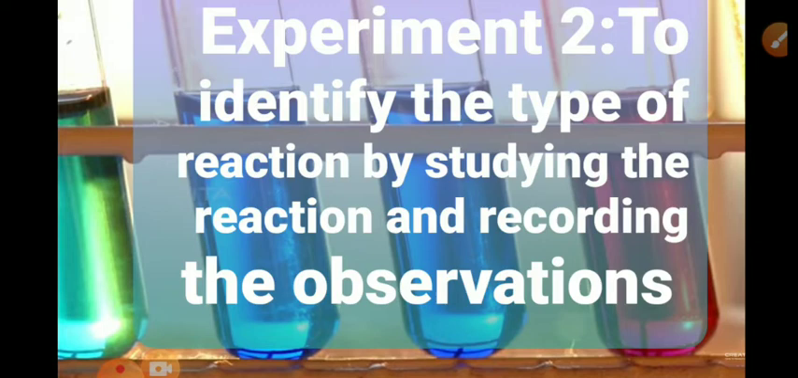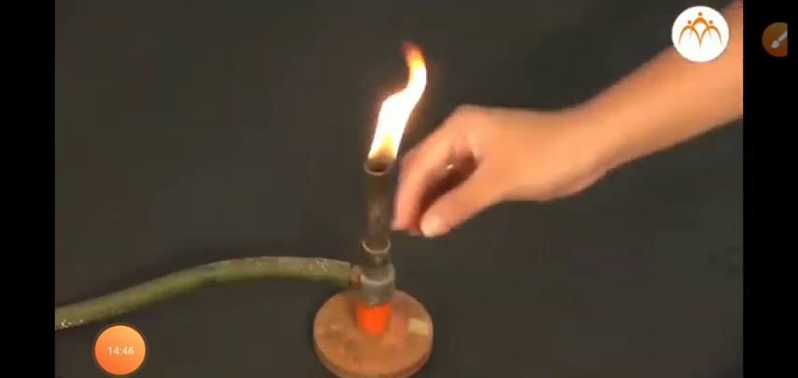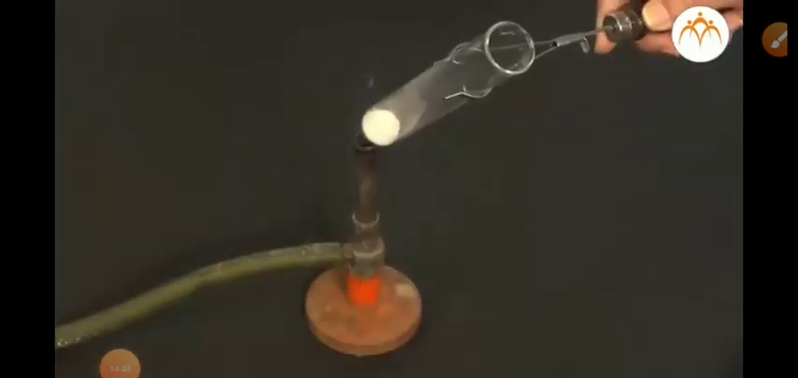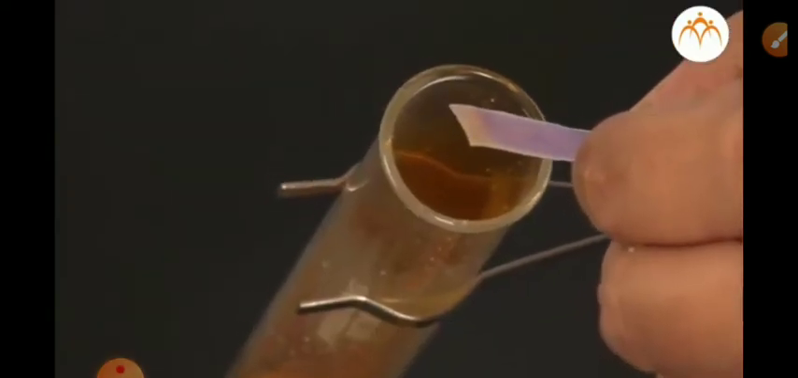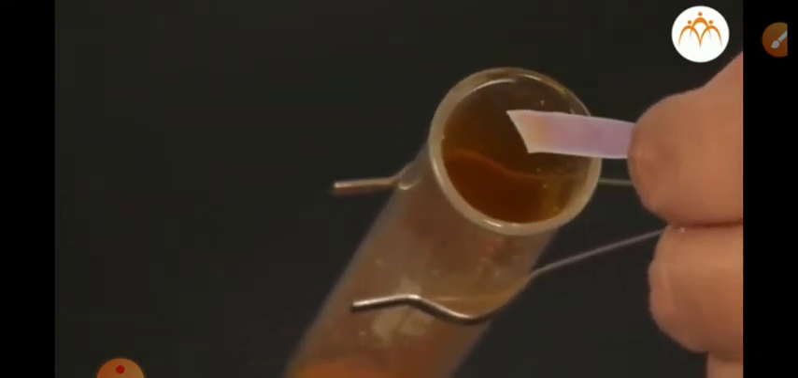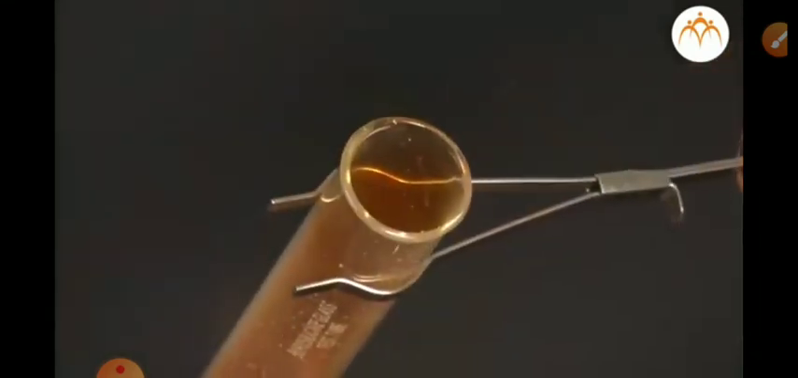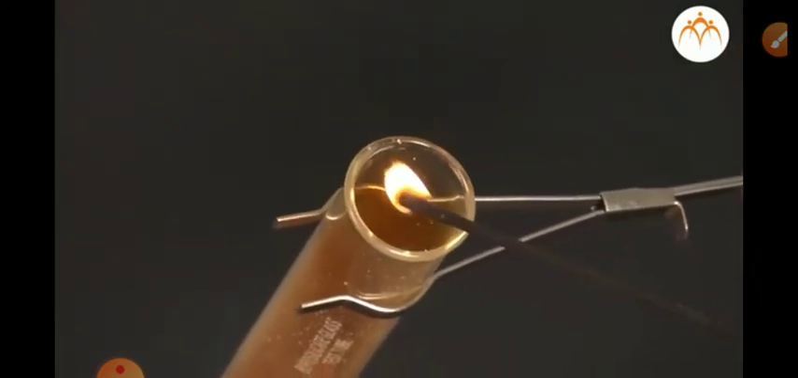Children, let us have a look at how we can perform it. This is lead nitrate in the test tube. Now we are putting moist blue litmus paper at the mouth of the test tube. Now we are bringing a burning matchstick.